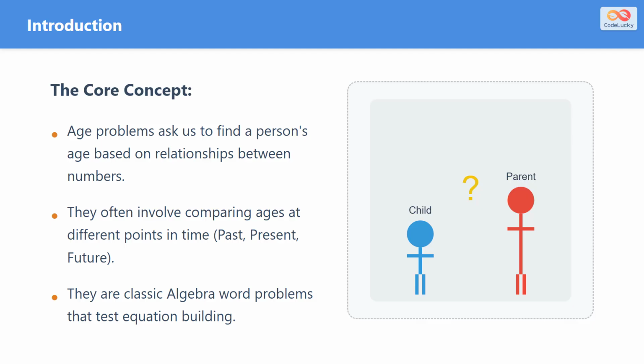First, what exactly is an age problem? Simply put, it is a word problem that asks you to find the age of one or more people. You are usually given clues about how their ages relate to each other now and how they will relate at some point in time, like in the future or the past. The goal is to translate these words into a mathematical equation.